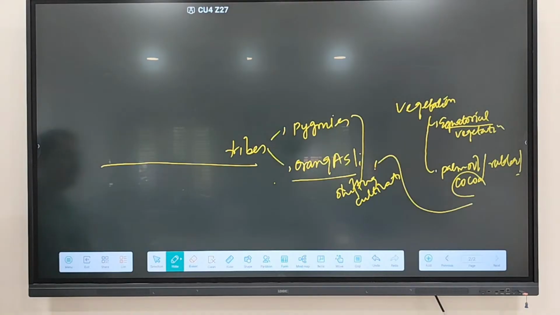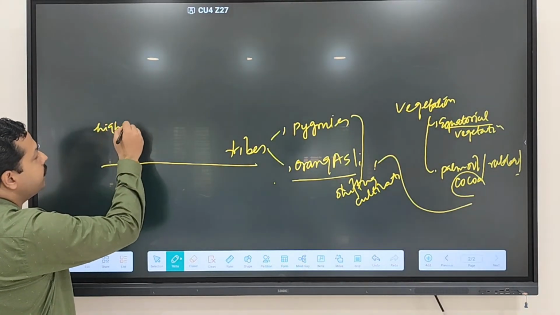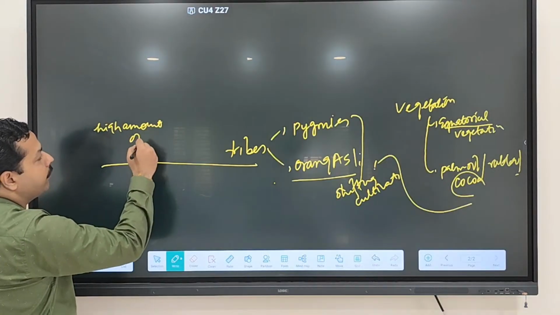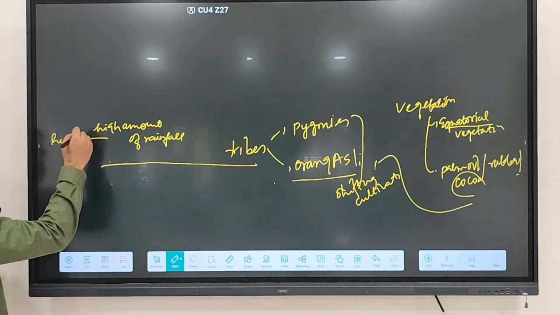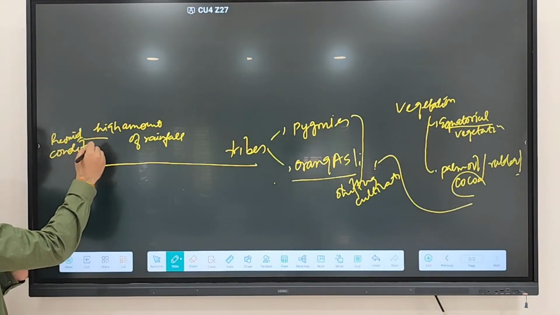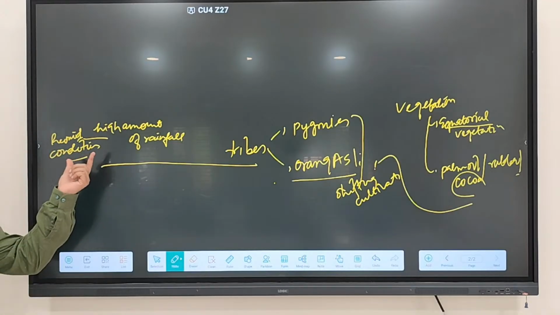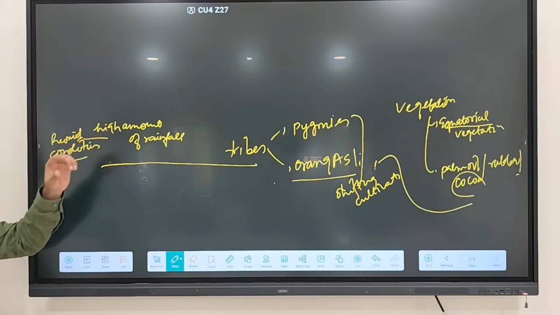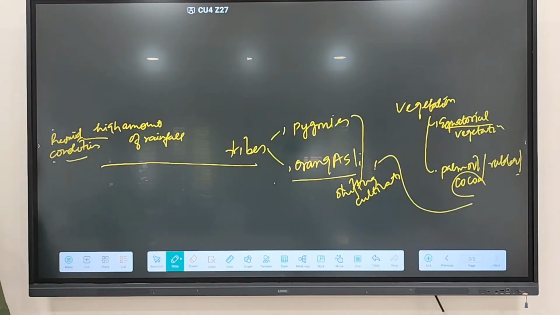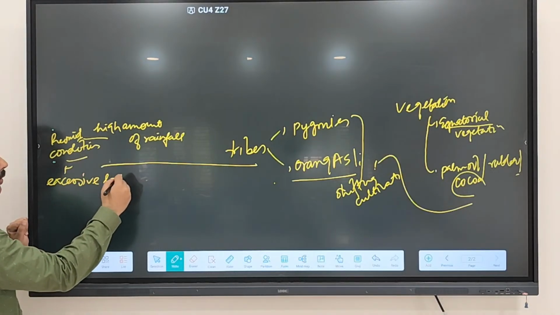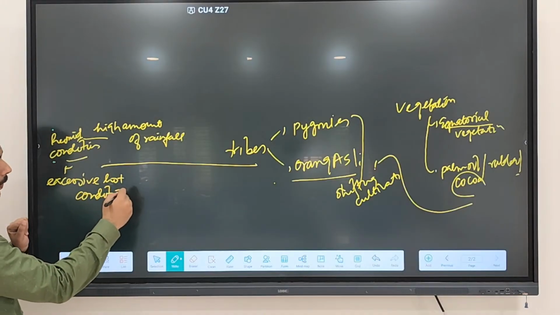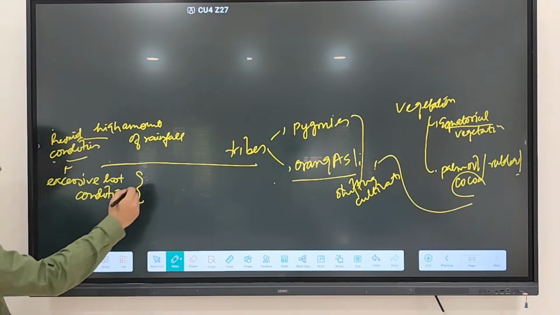Now, since this region receives a high amount of rainfall, what happens? You'll find very humid conditions in this region, because rainfall will happen only when, we discussed, humidity will be there. Humidity is what? Moisture in the air. So when humid conditions are there, then only rainfall will happen. Clear? So this region has high humid conditions. Plus, we discussed, it also has excessive hot conditions. Excessive hot condition means high temperature.